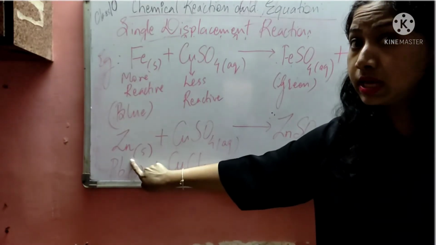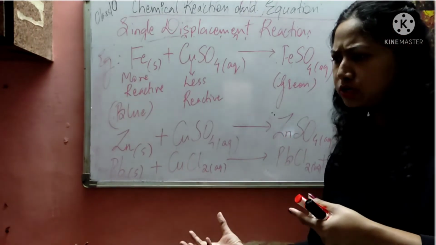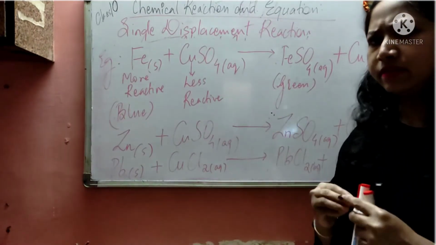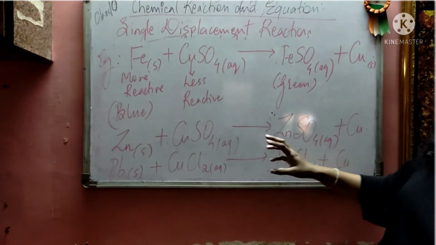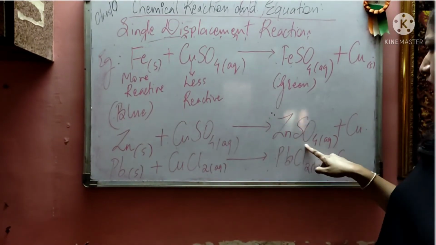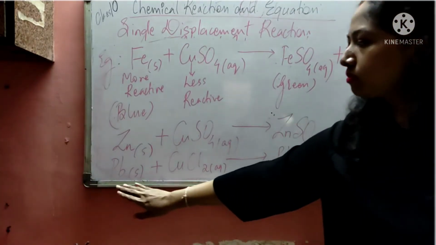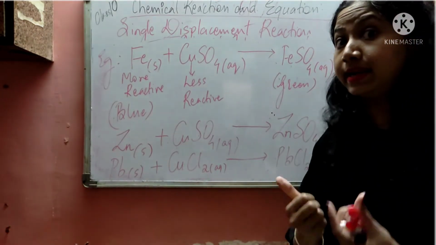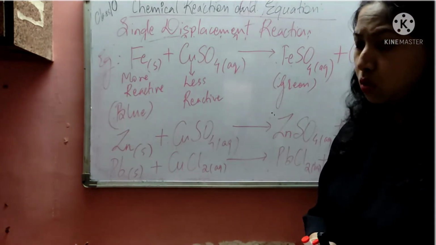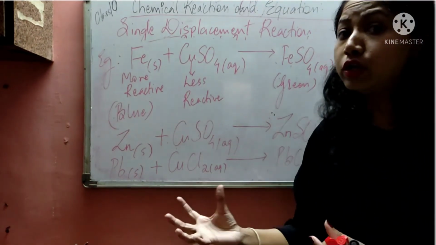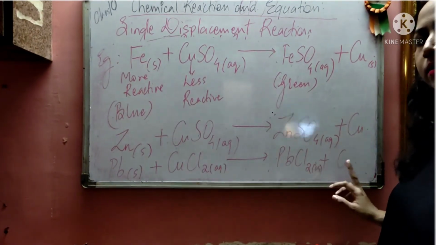Now this is zinc and copper sulfate solution. Zinc is more reactive, so it is going to remove copper from copper sulfate and take its place. See, zinc is more reactive than copper, so it has removed copper and taken its place. So ZnSO4, which is nothing but zinc sulfate, and copper. Third thing is lead. Lead is also more reactive than copper, so lead is going to remove copper from copper chloride and take its place. So what we get is lead chloride and copper.